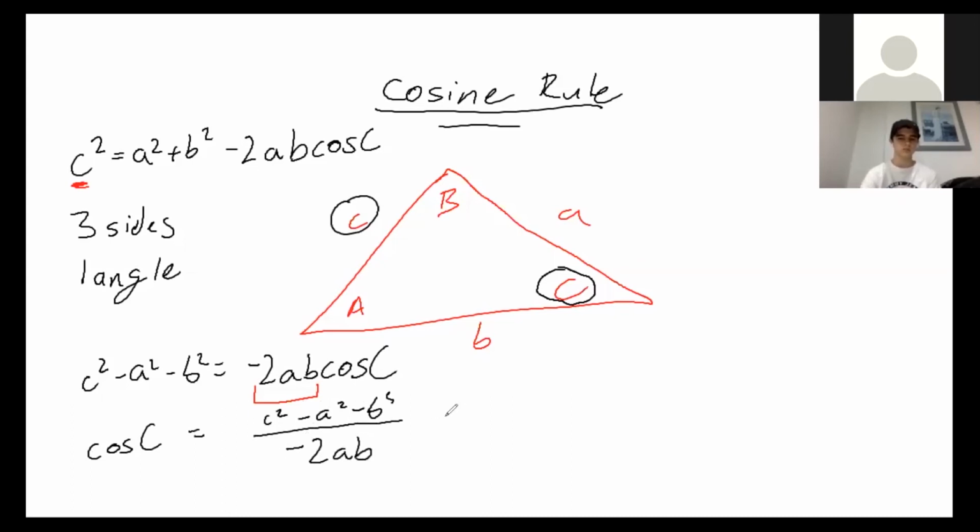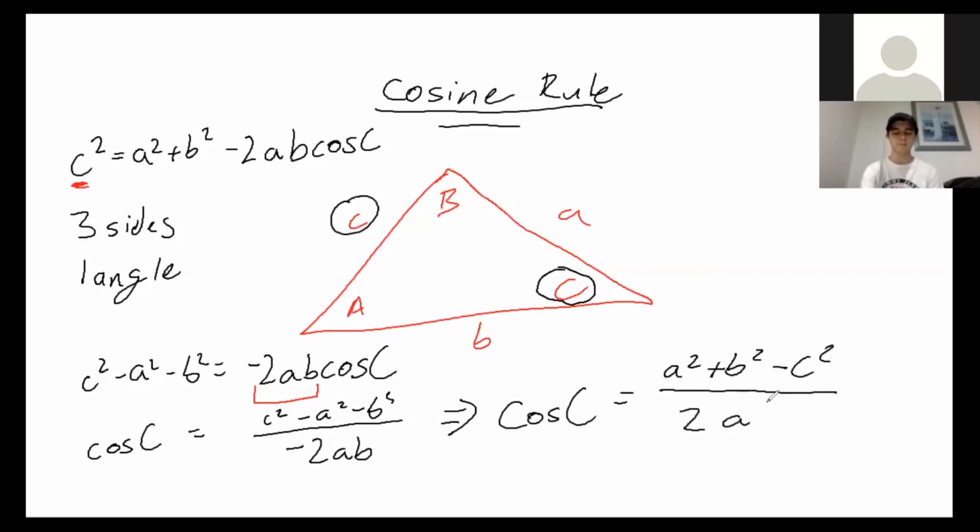And if I want to get rid of that negative, that's going to become cos C equals A squared plus B squared minus C squared. So I've just made everything on the top negative and flipped all the signs, all over 2AB.